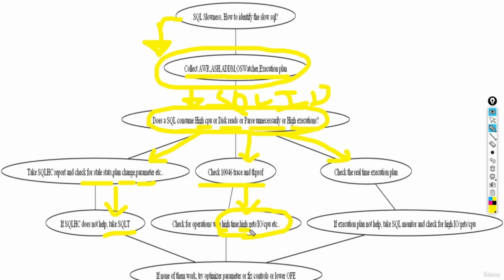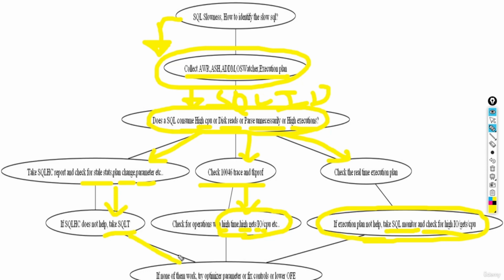Then in 10046 traces you can check all these: high time, high gets, I/O, CPU, okay? All these statistics can be checked. And in the real-time execution plan, if it does not help, then you can again take the SQL monitor report, which gives you the real-time SQL execution plan steps and their statistics. You can check for high I/O, gets, CPU, right?